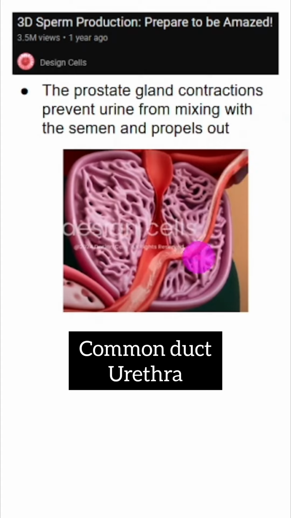Now this is the ejaculatory duct, this is ureter, and this is prostate gland. Now at the time of ejaculation, prostate gland undergoes contractions and it will squeeze the ureter, and this is the reason why semen never gets mixed up with urine, even though the duct is common for both these.